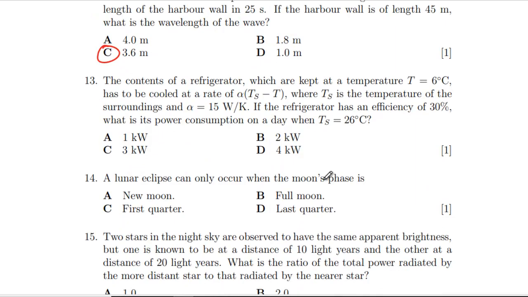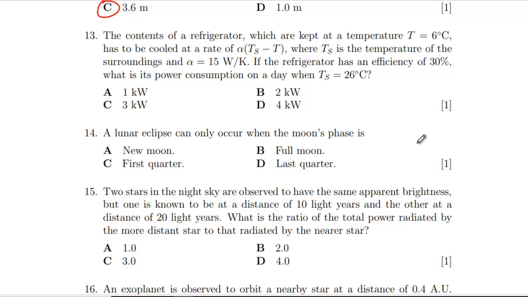Question 13. The contents of a refrigerator, which are kept at a temperature T equals 6 degrees, has to be cooled at this rate. That's the temperature of the surroundings. And they've given this constant here, which is the amount of work that needs to be done for each degree Kelvin. The refrigerator has an efficiency of 30%. What is the power consumption on a day when TS is 26?